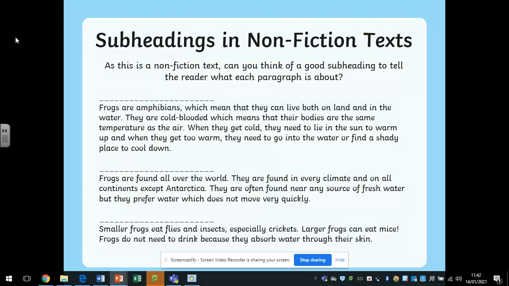So subheadings in non-fiction text. Now, this is an example of a non-fiction text. Can you think of subheadings? So it's the same text we've just done, but what might you put as a short title that might explain what each one's about? So for example, frogs are amphibians, which mean that they can live on both land and in water. You might just call that an introduction to frogs. What would you call the other two? Think now and have a go.